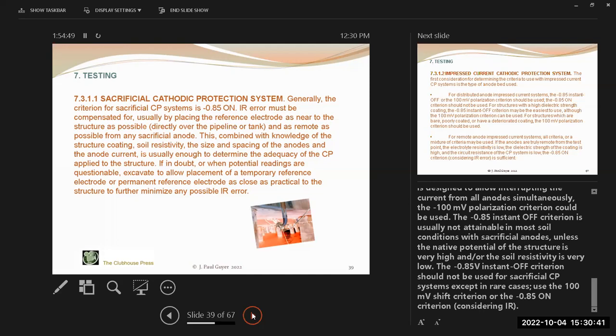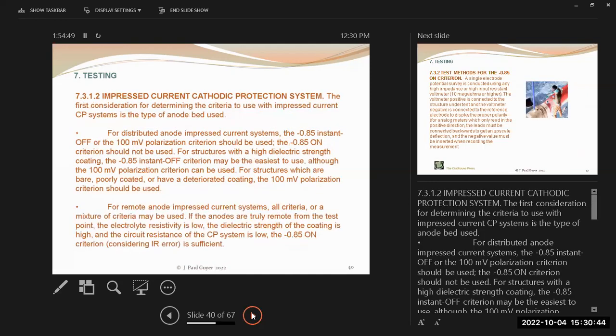For impressed current systems, the first consideration for determining the criteria to use is the type of anode bed used. For distributed anode impressed current systems, the minus 0.85 instant off or the 100 millivolt polarization criteria should be used. The minus 0.85 on criterion should not be used.